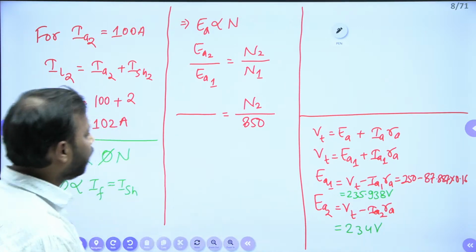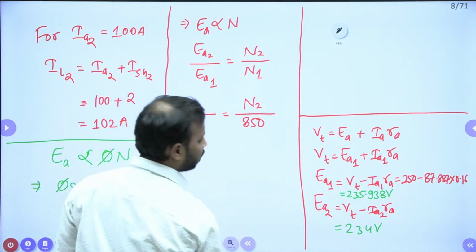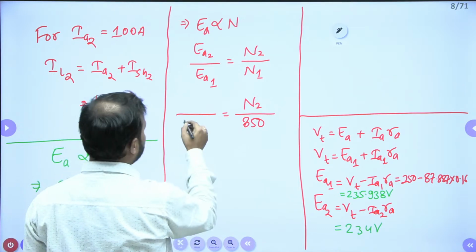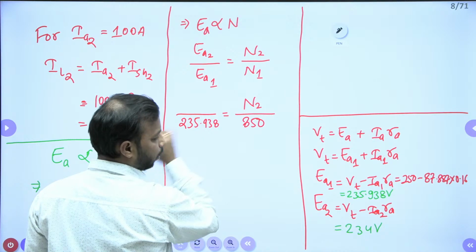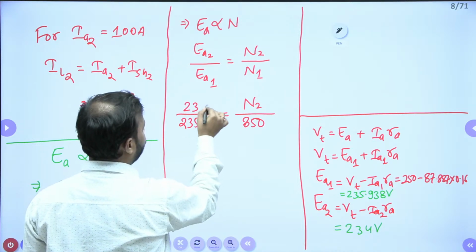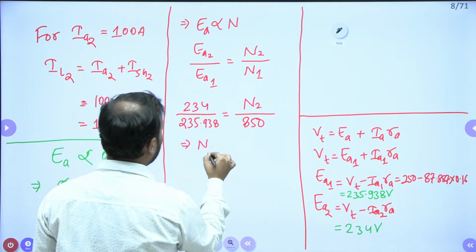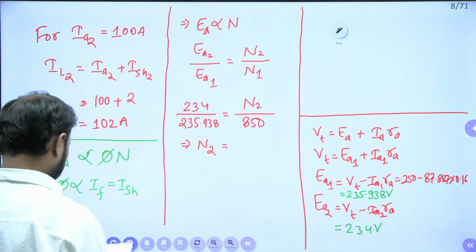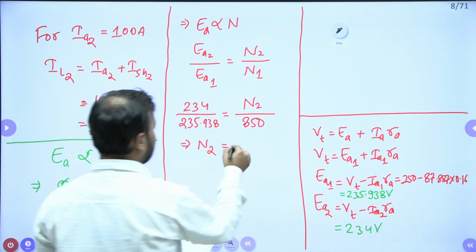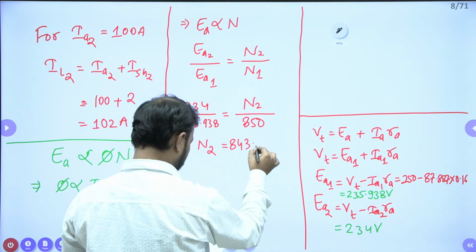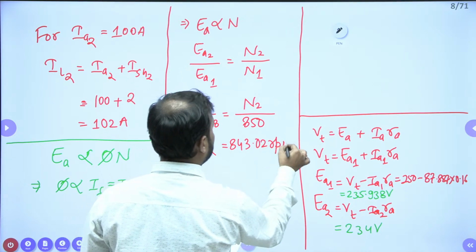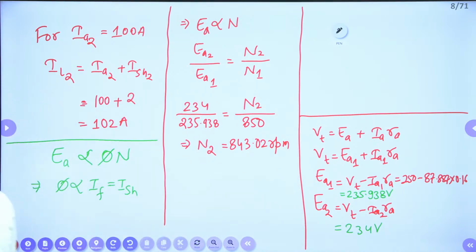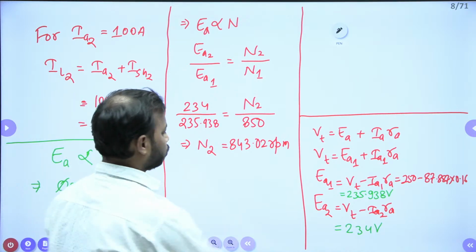Clear? So we have EA1 and EA2. Let us substitute these values: 235.938 and 234. When you solve this, we get the N2 value as 843.02 RPM. Clear, my friend? Any doubt in this? Done. So substitute these two values.